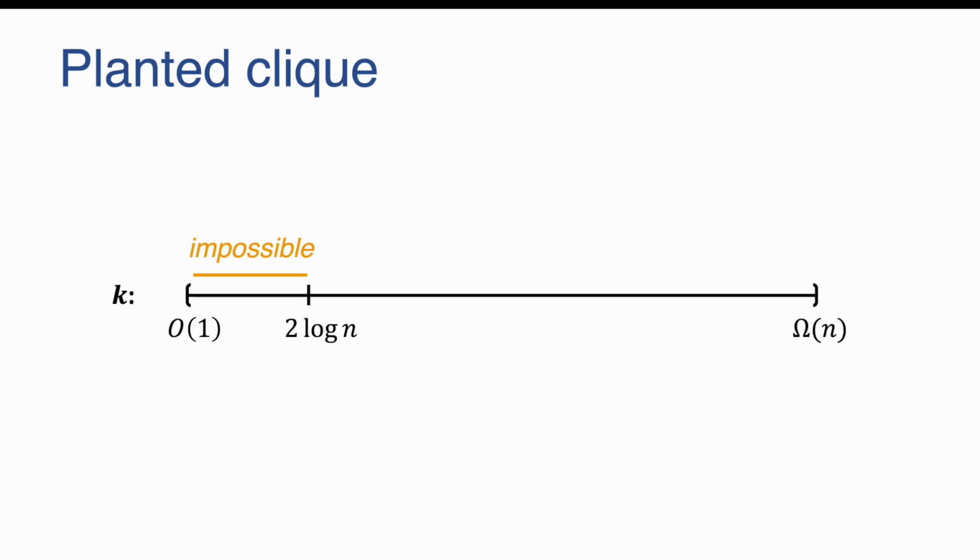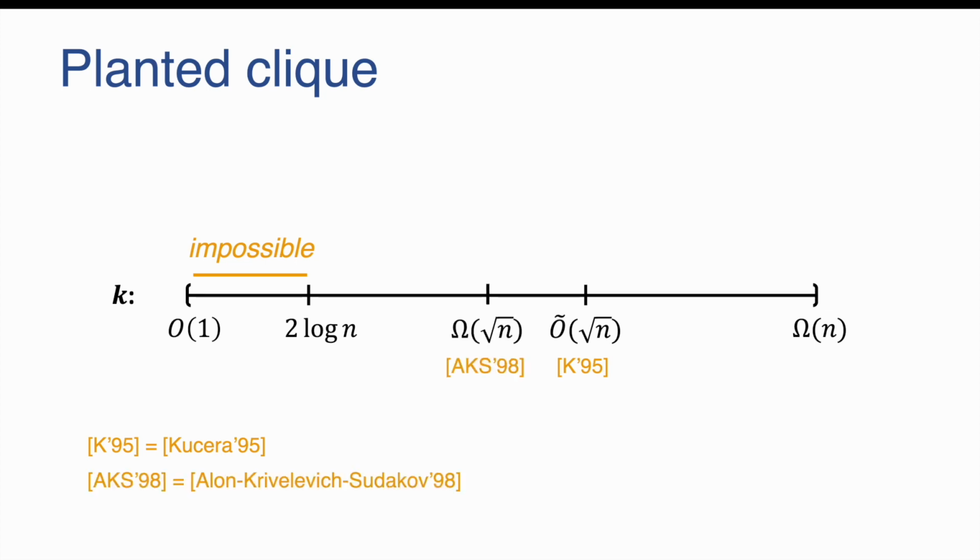Okay, what about polynomial time algorithms? So when k is at least root n log n, it's known that just taking the k vertices with the highest degree gives you the planted clique with high probability. And when k is at least some constant times root n without other log factors, there's another algorithm that takes basically the second eigenvector of the adjacency matrix and rounds it. So when k is at least some constant times root n, we know that the problem is solvable in polynomial time. So what happens when k is between 2 log n and root n?